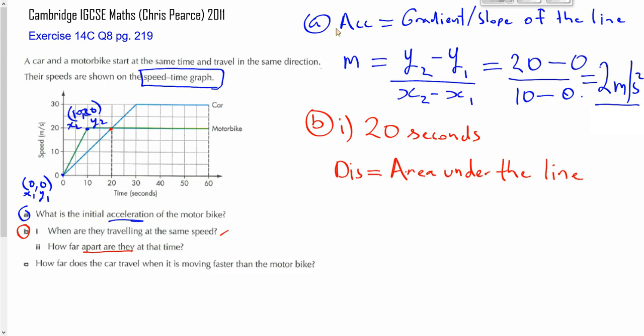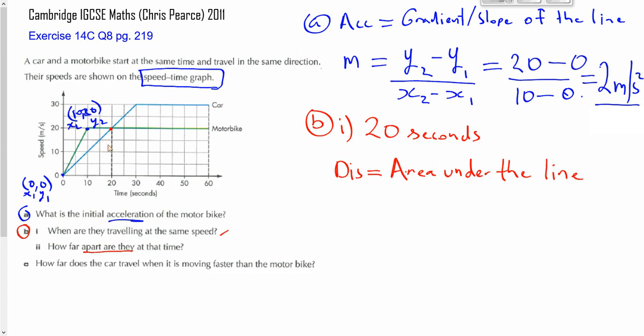Okay, before we saw that acceleration was the gradient of the line. Now distance is the area under the line. And we want to know how far apart they are at this particular time, at 20 seconds. So how far has the car travelled in 20 seconds, and how far has the motorbike travelled in 20 seconds? And we want to find the difference between those two.